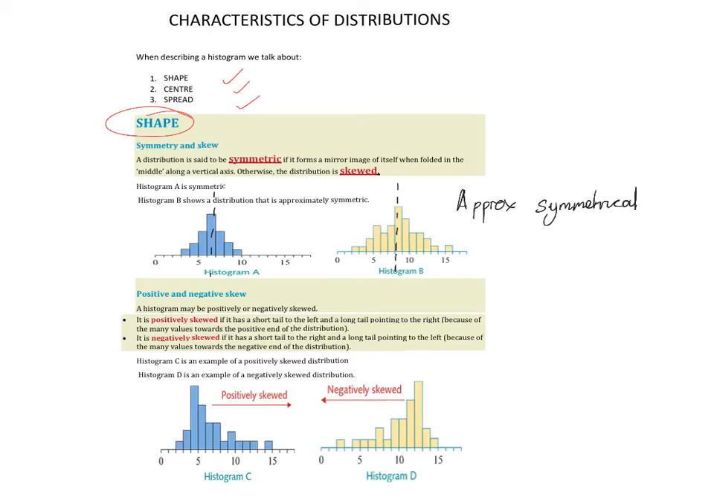Histograms that have a tail that moves in the positive direction, so here's our tail heading out this way, we call them positively skewed. And obviously, therefore, if we have a tail that goes towards the negative direction, they are negatively skewed.